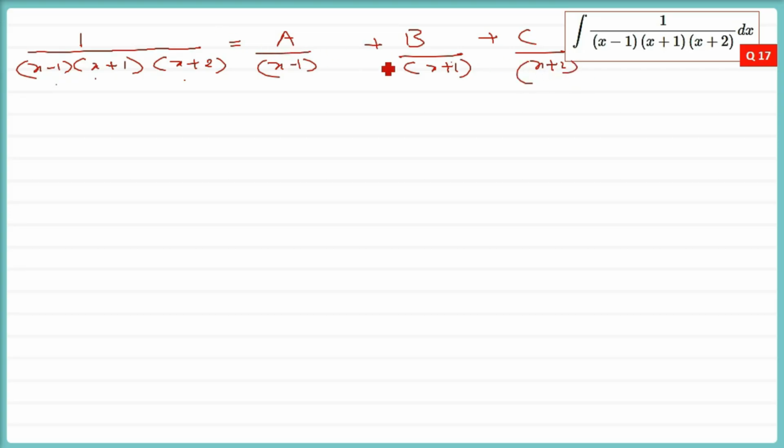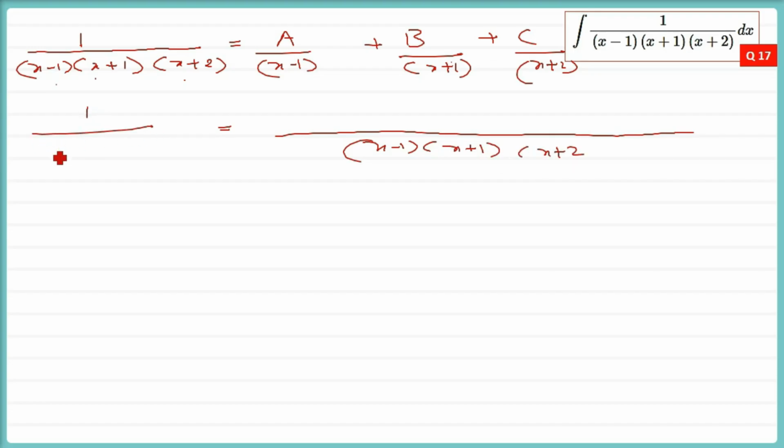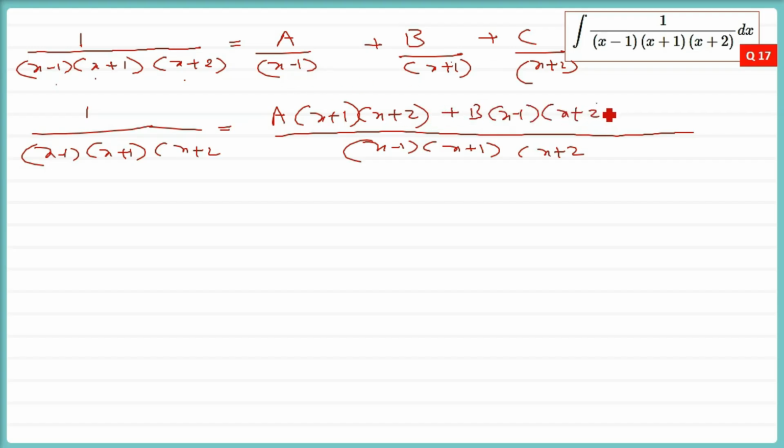So this x minus 1, x plus 1, x plus 2 can be anywhere in the denominator. The denominator will be x minus 1 into x plus 1 into x plus 2. Now the left hand side remains the same. This is the actual integration material, but we are trying to divide this into partial fractions. So with a, everything except x minus 1, that is x plus 1 and x plus 2, will come. With capital B, x minus 1 into x plus 2 will be multiplied. With c, x minus 1 and x plus 1 will be multiplied. Now the denominator gets cancelled. Whatever is remaining, just call it equation number 1.